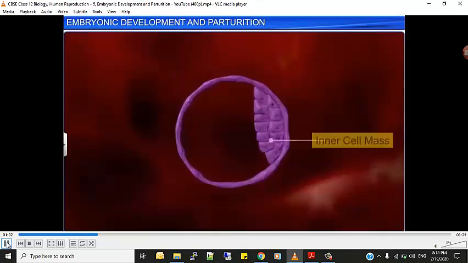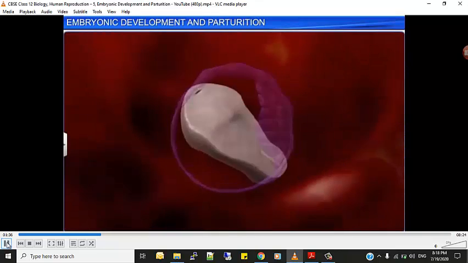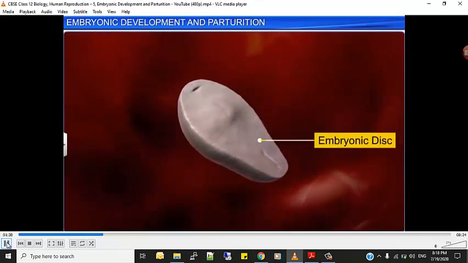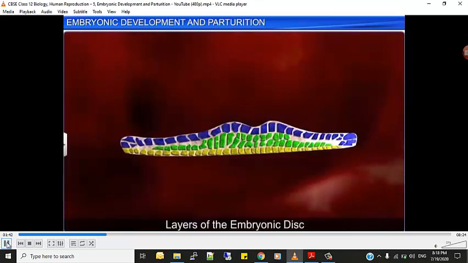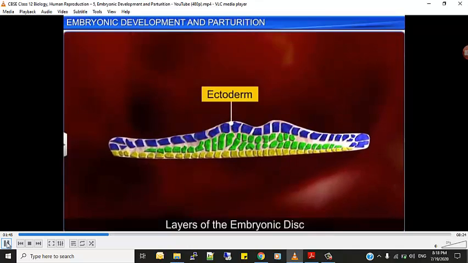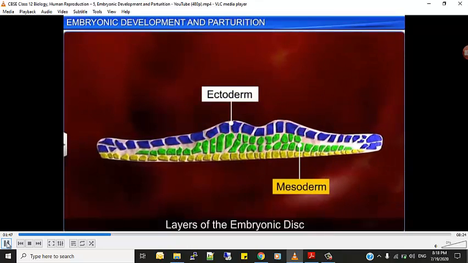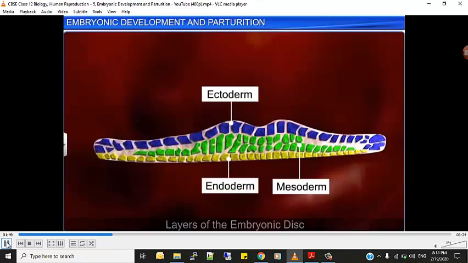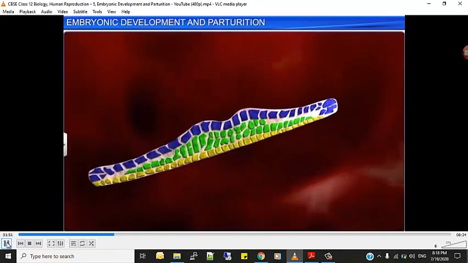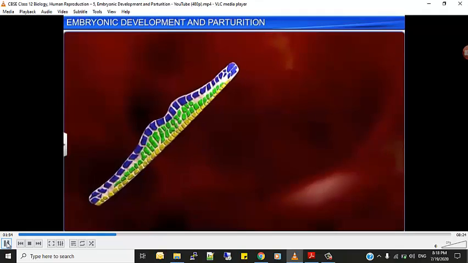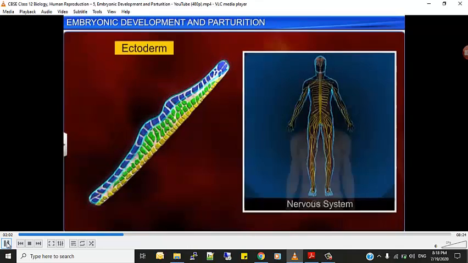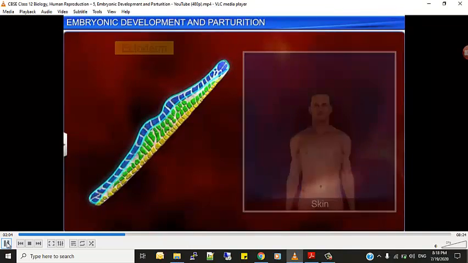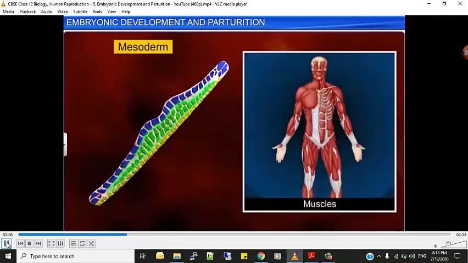Interestingly, when the placenta begins to form, the inner cell mass moves down and differentiates to form an embryonic disc consisting of 3 germ layers. The layers of the embryonic disc are the ectoderm, middle mesoderm and endoderm. The term derm layer indicates that each layer gives rise to tissues. The ectoderm gives rise to tissues such as the nervous system and the skin.